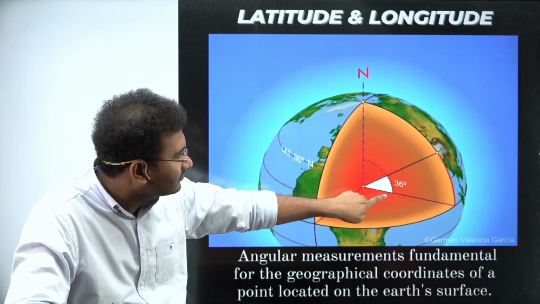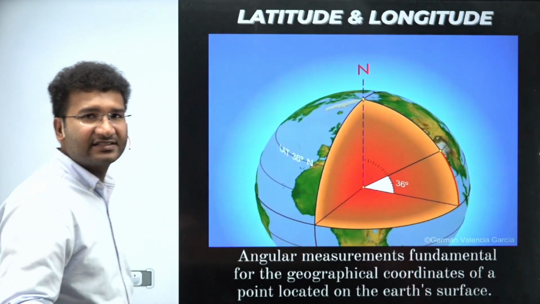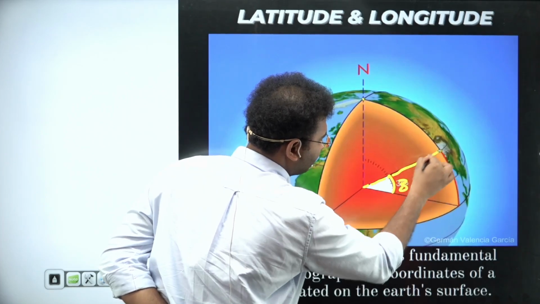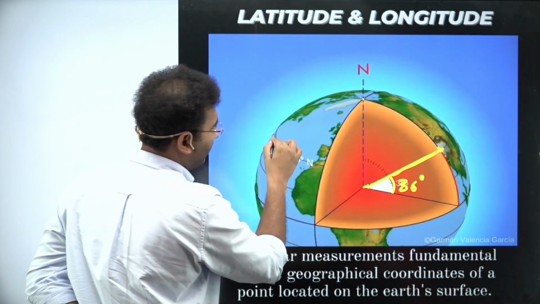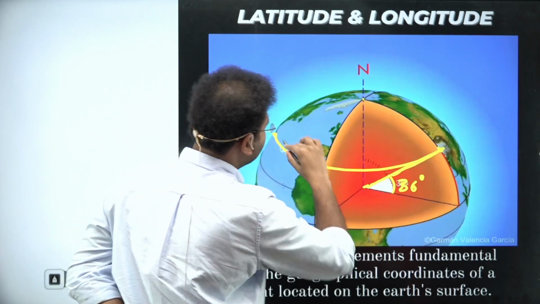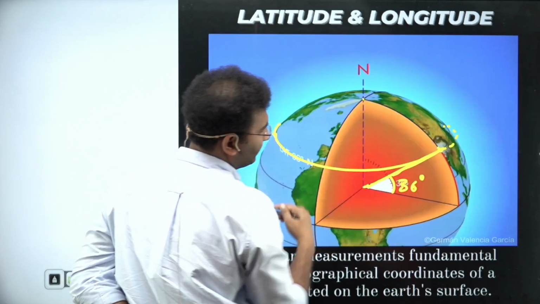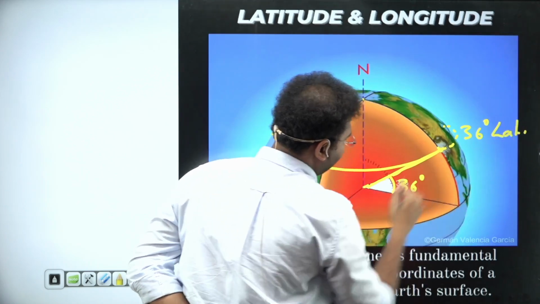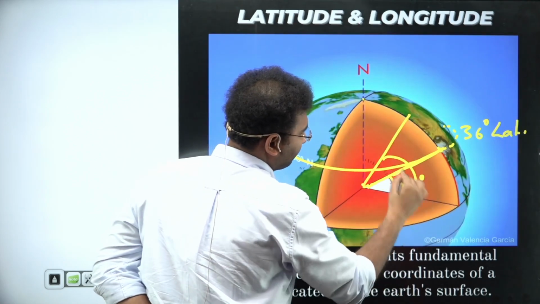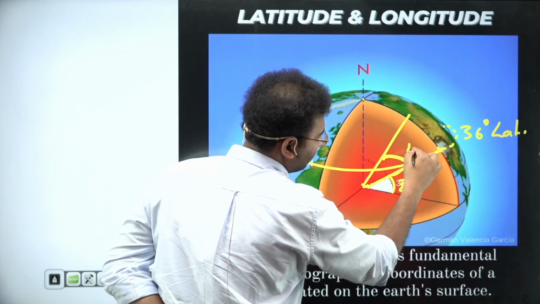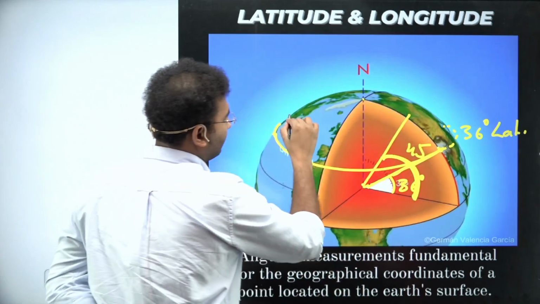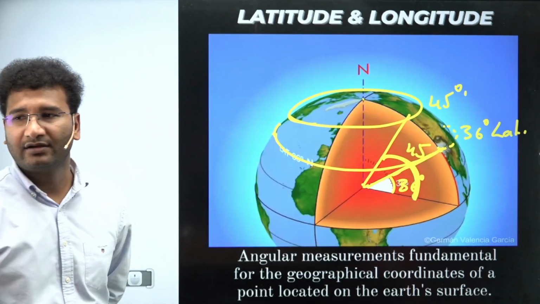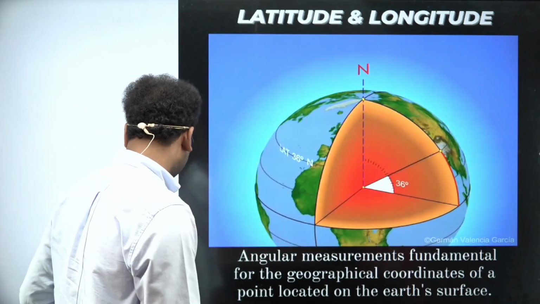Now I am measuring this particular angle. See here. This angle is now 36 degrees. This is the 36 degrees angle for this particular place, that means this point. And this entire circle will be called 36 degrees latitude. Likewise, let me measure this particular angle. If it is 45, then this particular circle will be 45 degrees latitude. Now, latitudes are measured north and south of the equator.